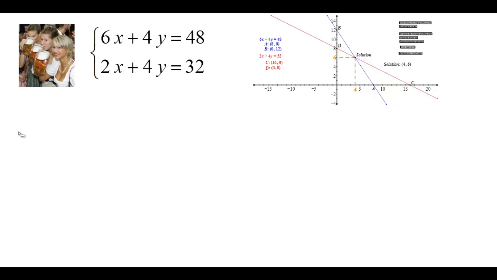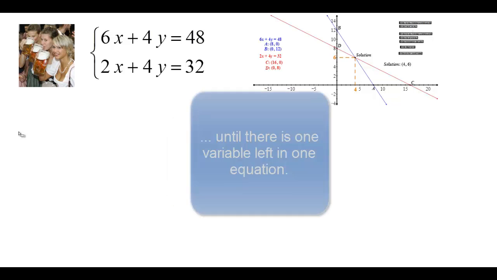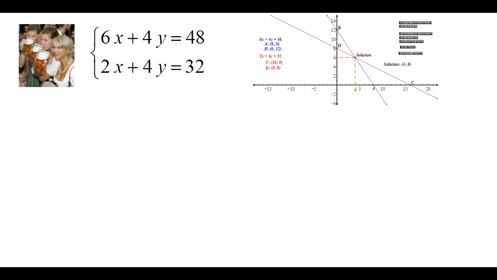Well, it turns out solving systems of linear equations by substitution works in a very similar way. We're going to take a system of equations with m variables, whatever m is, usually something more than 2, and we're going to eliminate variables by substitution until we're down to one variable in one equation. And we know from Algebra 1 that if we have one equation with one variable, we can solve it if in fact there is a solution. So let's demonstrate that with our Oktoberfest problem.